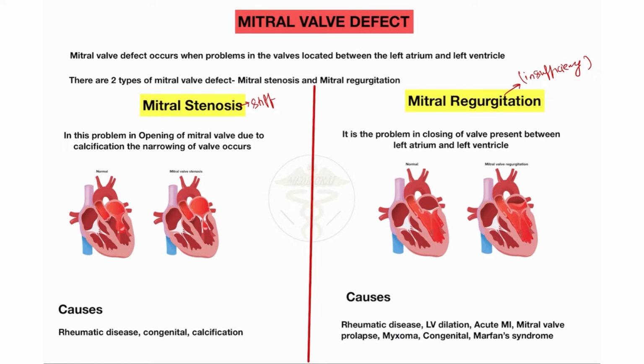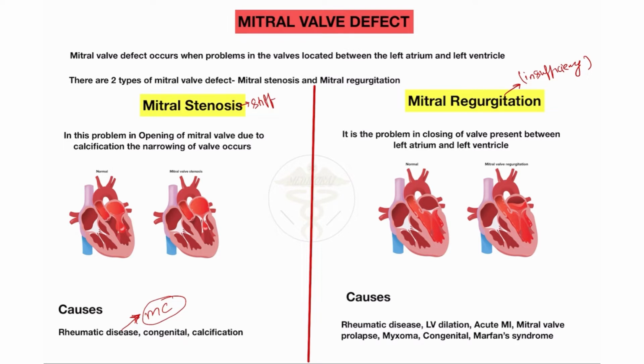Causes of mitral stenosis are mostly rheumatic fever, congenital defect, or calcification. But when the examiner asks which is the most common cause of mitral stenosis, it is rheumatic disease or rheumatic fever.